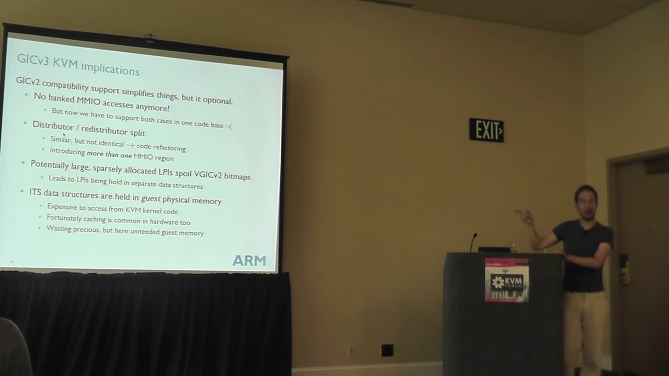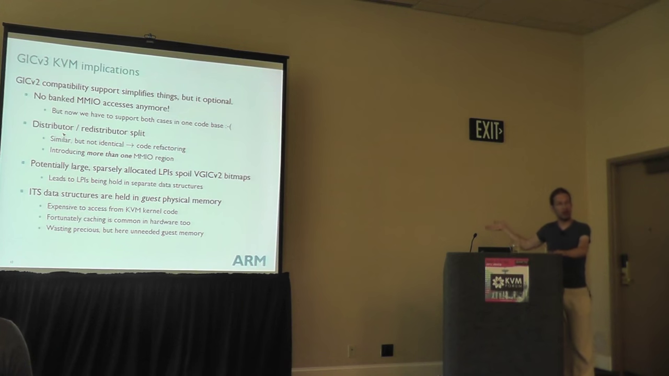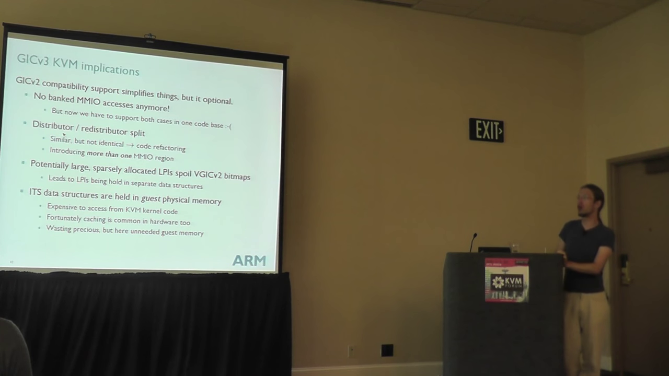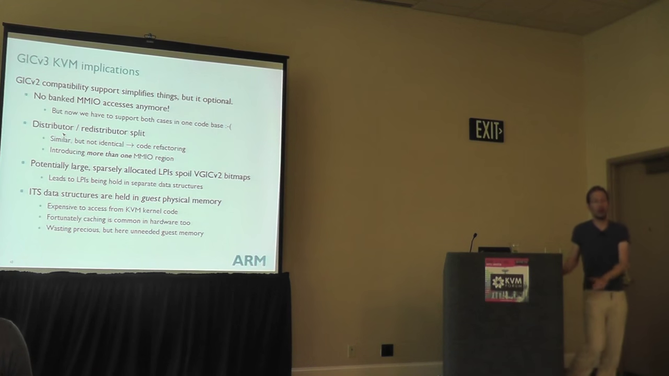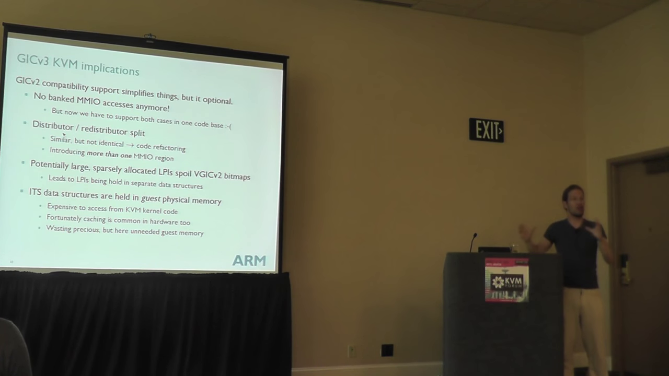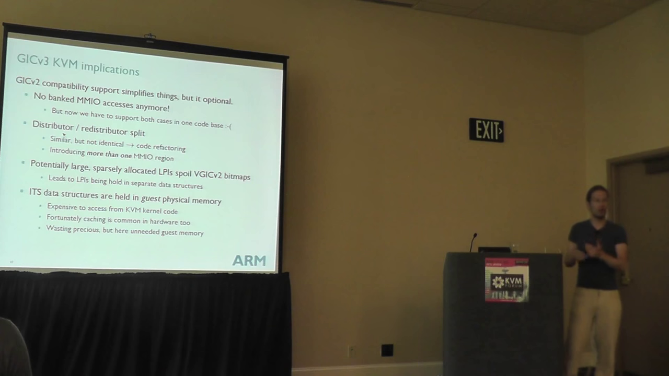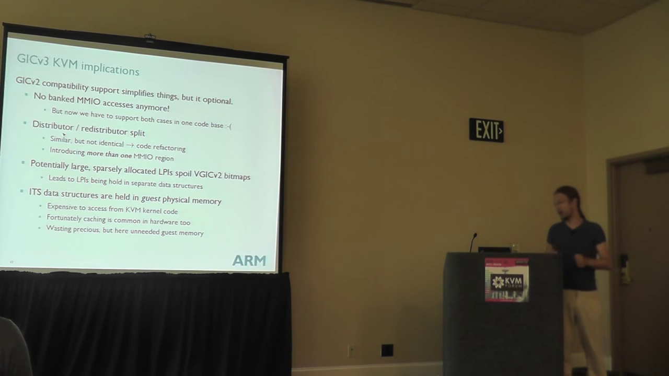And also, as I said, the ITS data structures are held in physical memory, which means in our case, since we emulate it, in guest physical memory. So from the KVM kernel code, we have to reach into the guest kernel memory. Fortunately, we do not have to do this very often, because the architecture allows us to cache the information that is held in memory, and that's what we utilize much. But we waste precious guest memory, because the guest has to allocate those pages and give them to the host, but the host doesn't use them yet, because host memory is cheaper to access. And from time to time, we have to do a sync with KVM read guest page.